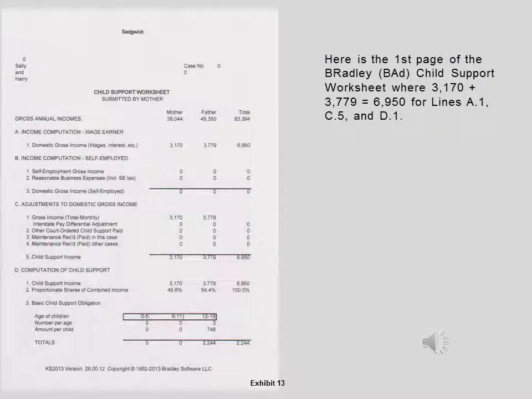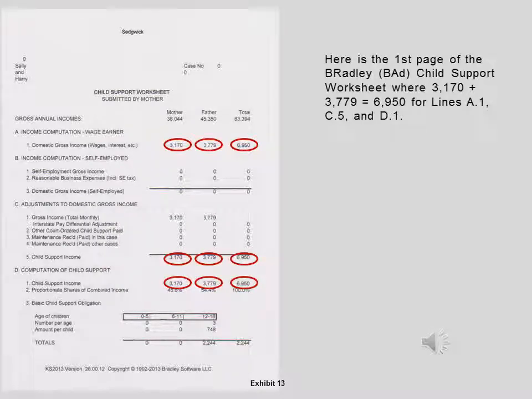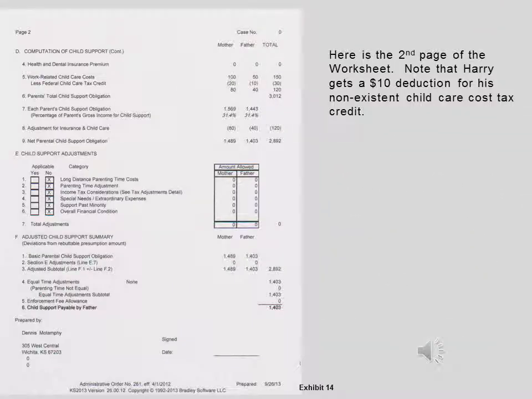Here is the first page of the Bradley Bad Child Support Worksheet, where $3,170 plus $3,779 equals $6,950 for lines A1, C5, and D1. Here is the second page of the worksheet. Note that Harry gets a $10 deduction for his non-existent child care cost tax credit.